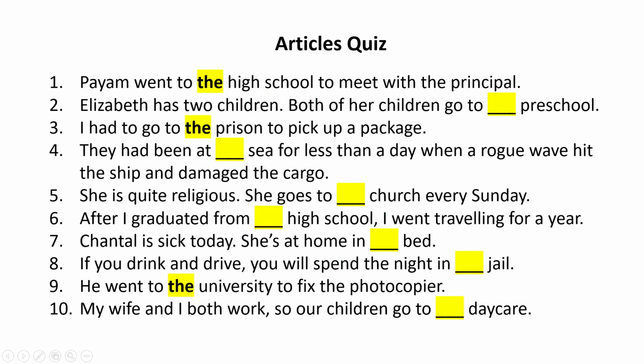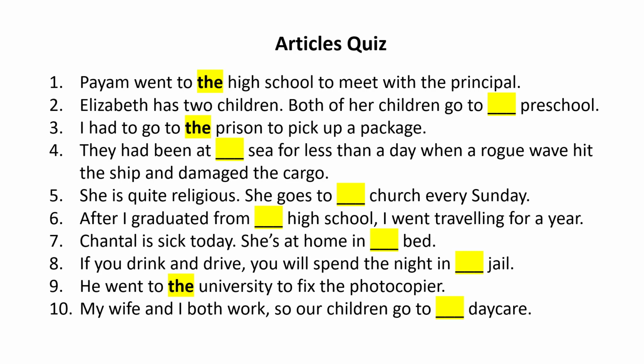Number 1. "Payam went to the high school to meet with the principal." So Payam's a visitor. Number 2. "Elizabeth has 2 children. Both of her children go to preschool." So her children are students. Number 3. "I had to go to the prison to pick up a package." So he was a visitor to the prison.